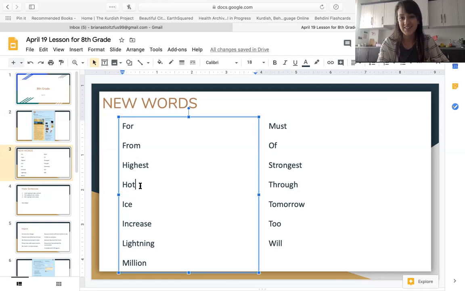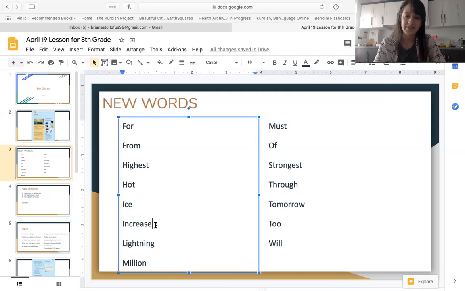This word is hot. You know the word hot. Coffee is hot. Summer is hot. Ice is the opposite of hot. Ice is cold. Ice is when it snows. There's ice or frozen water. Water that is very cold is ice.